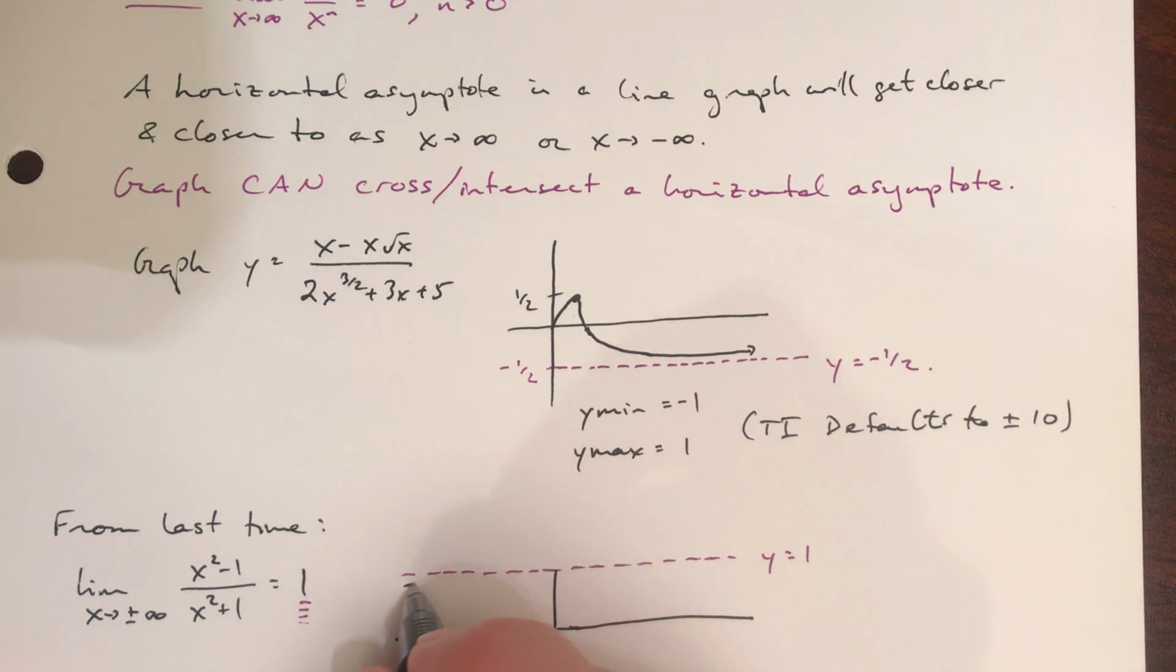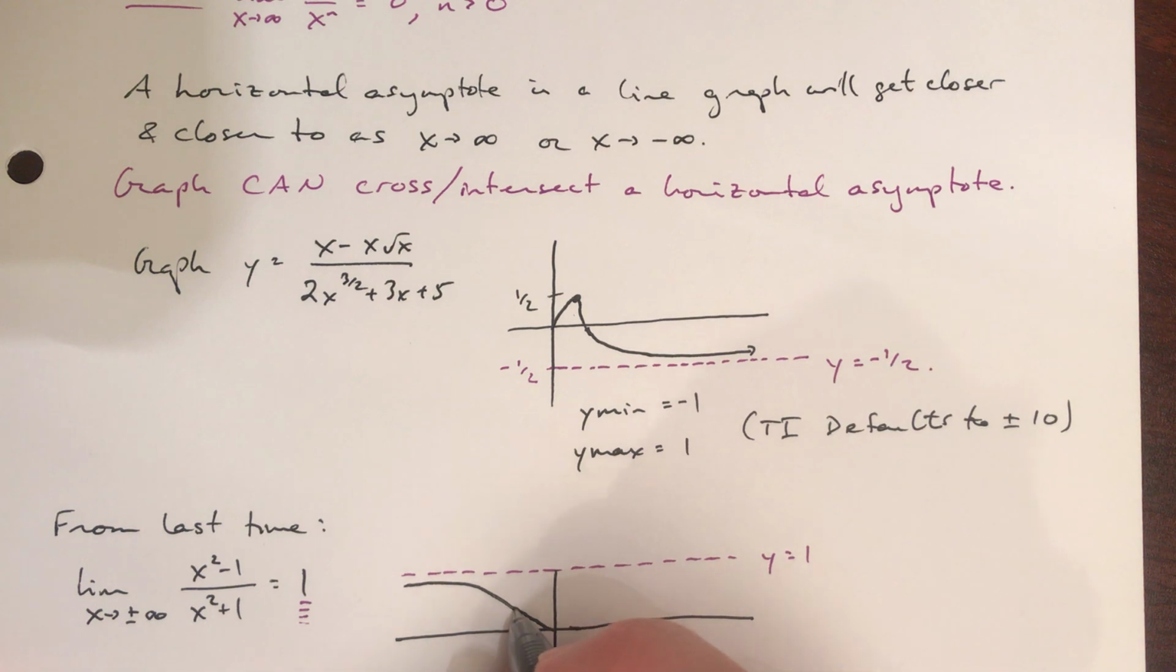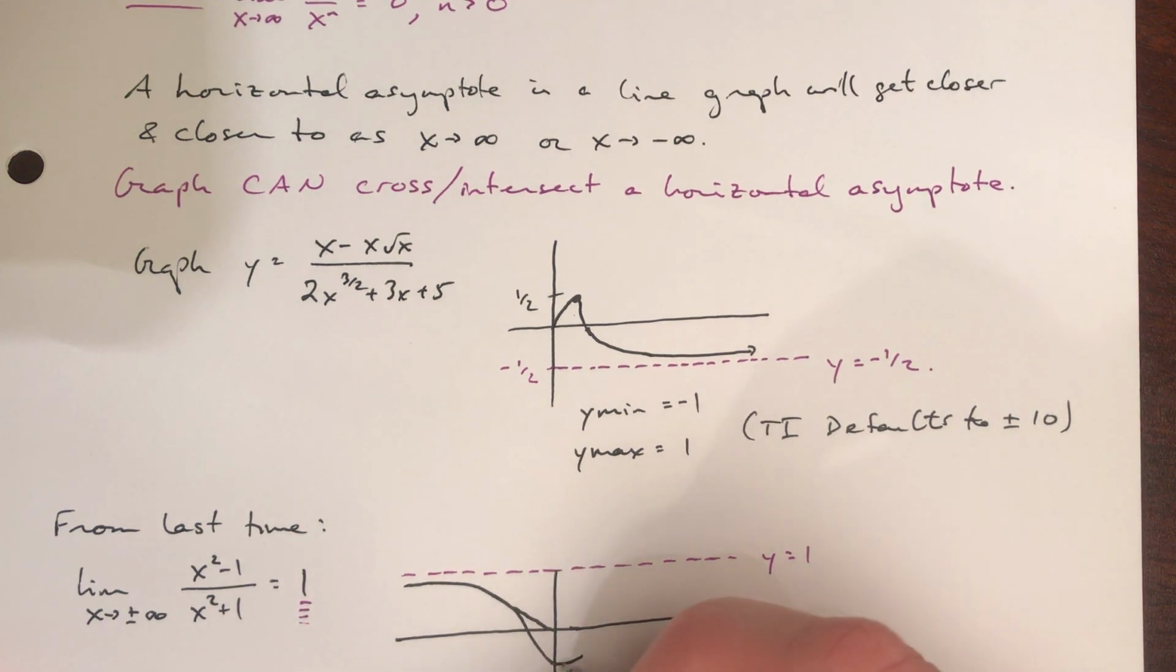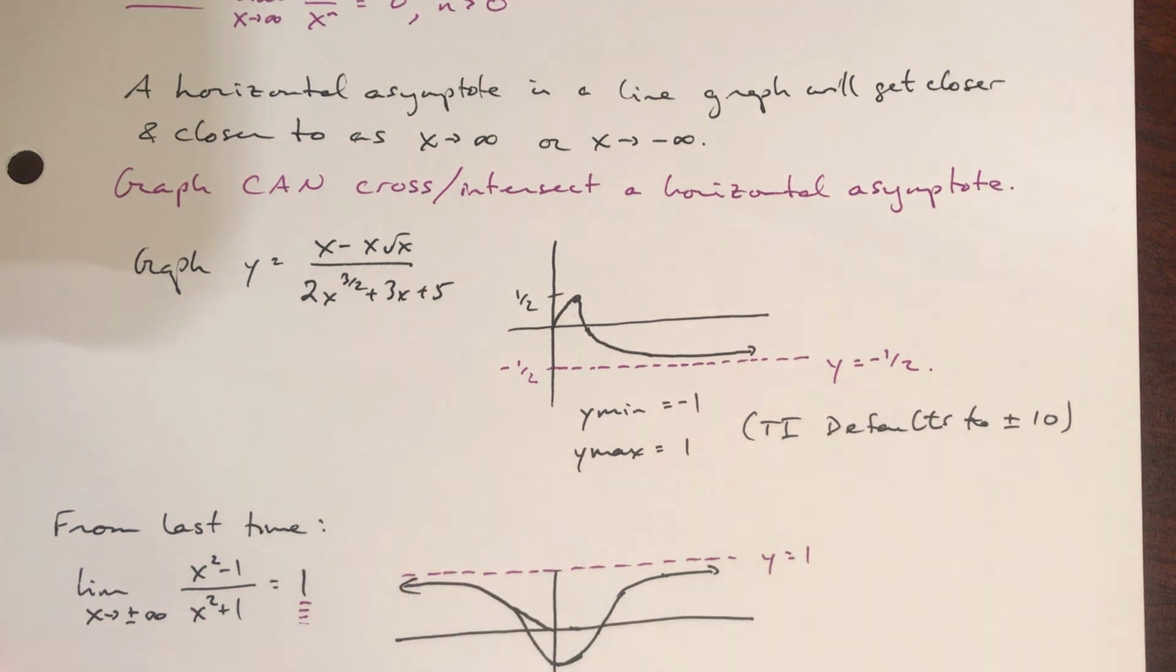And this looks something, I believe, actually it dips down here like that. It looks something like that. So forget about that part. The graph is going to get progressively closer and closer to that line as we move off to the right. It's going to get progressively closer and closer to that line as we move off to the left as well. And we call that, again, a horizontal asymptote.